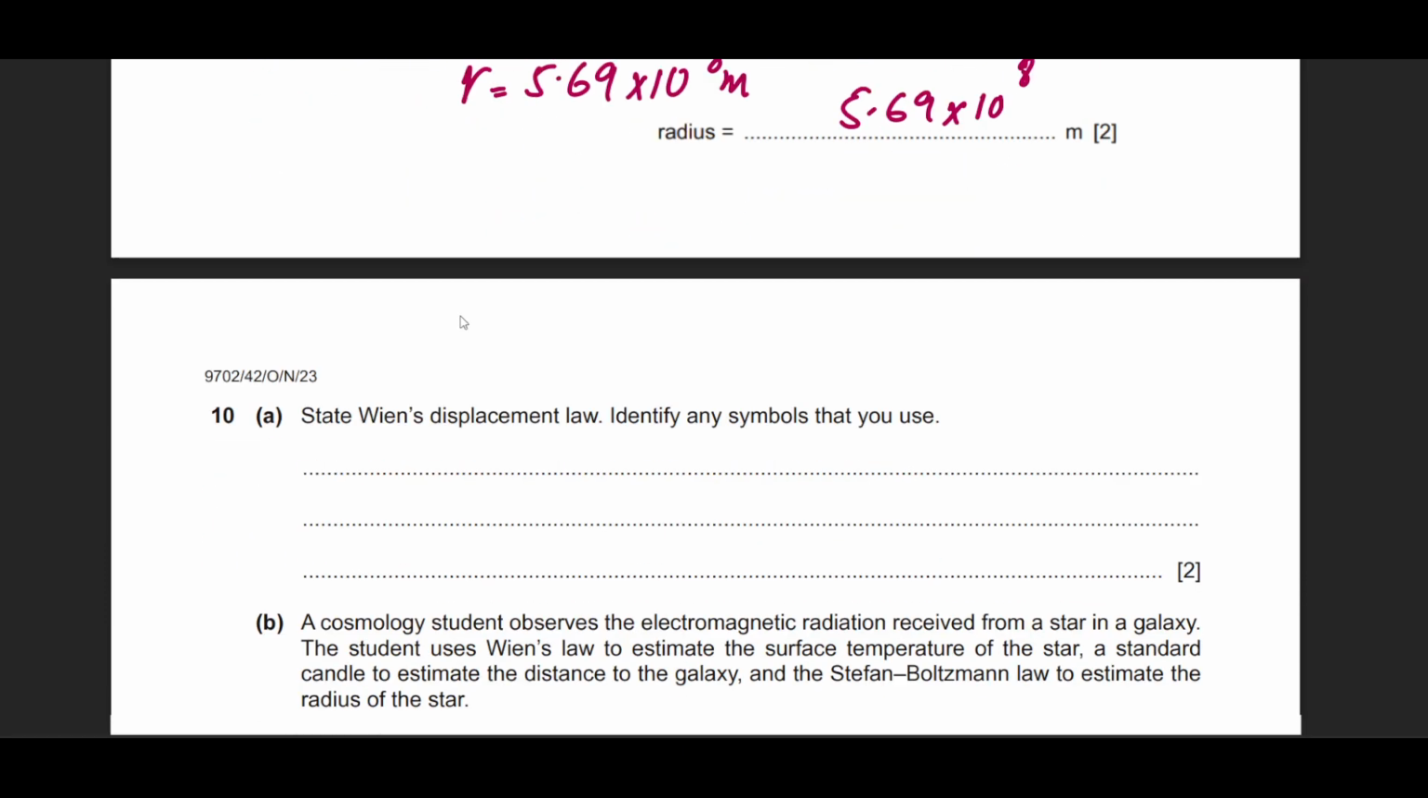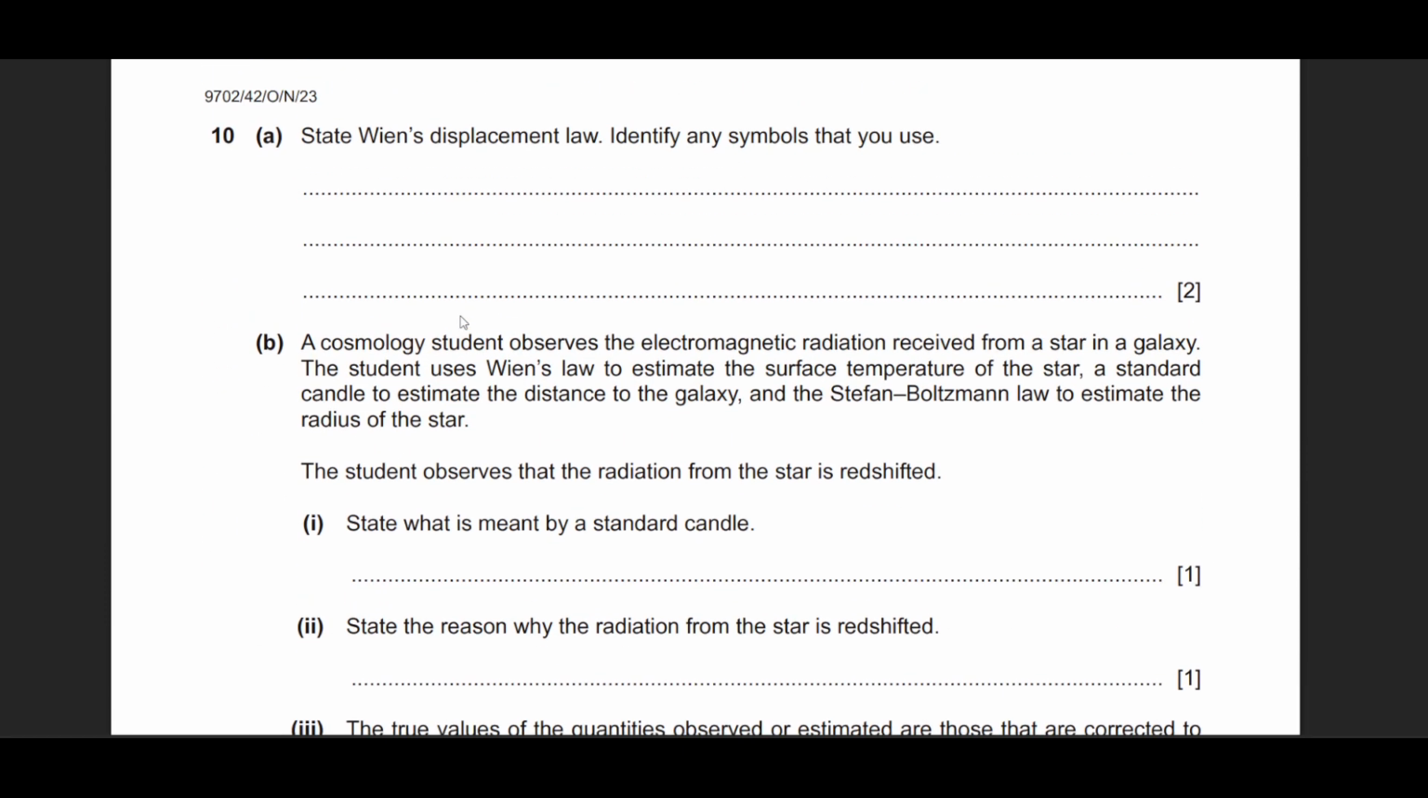Okay, all right. Moving on to the next part, which is October-November 23, question number 10, paper 4.2. He says, identify Wien's displacement law. You just have to write this down in English. You will simply say that the temperature of the surface is inversely proportional to the wavelength of the maximum emission rate. You can just memorize the answer of the marking scheme. I've explained how this Wien's displacement law actually works.